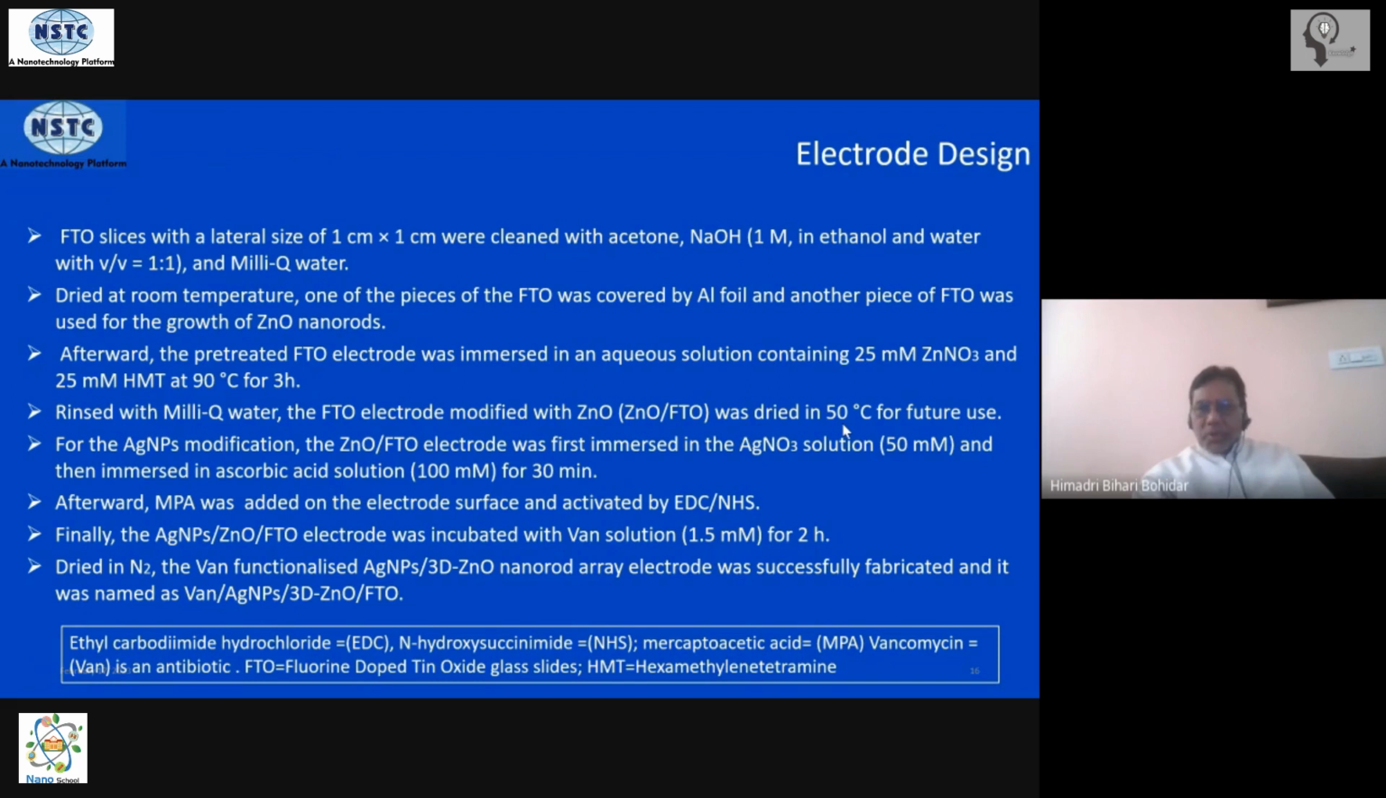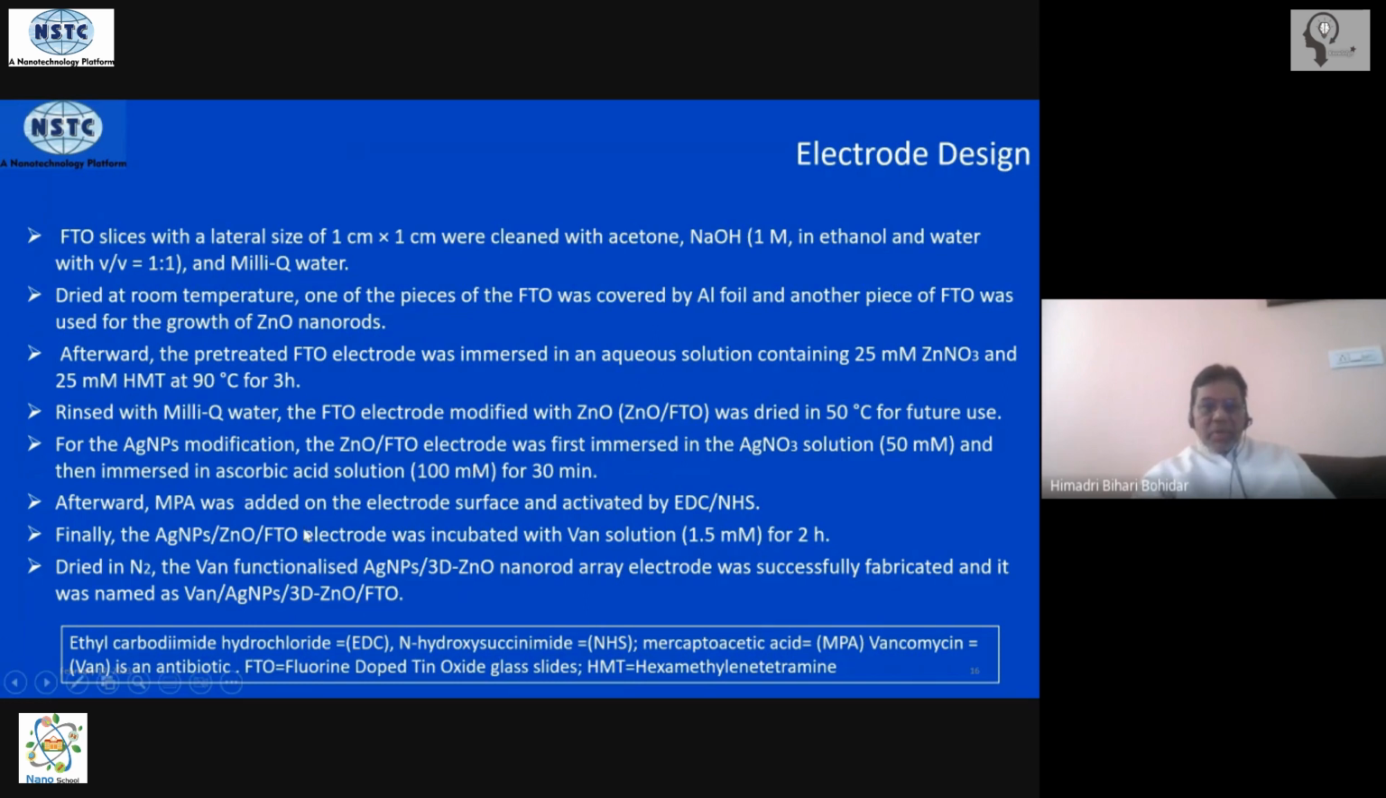Next, you have to put the silver nanoparticles. This FTO-ZnO electrode, which is now the substrate, is immersed in silver nitrate solution, which is the precursor for the silver nanoparticles, and then you add a certain amount of ascorbic acid. The concentration is written here, and let the reaction happen at room temperature for over an hour or so. Then silver nanoparticles will get formed, and they will all get deposited on the surface of the zinc oxide rods.